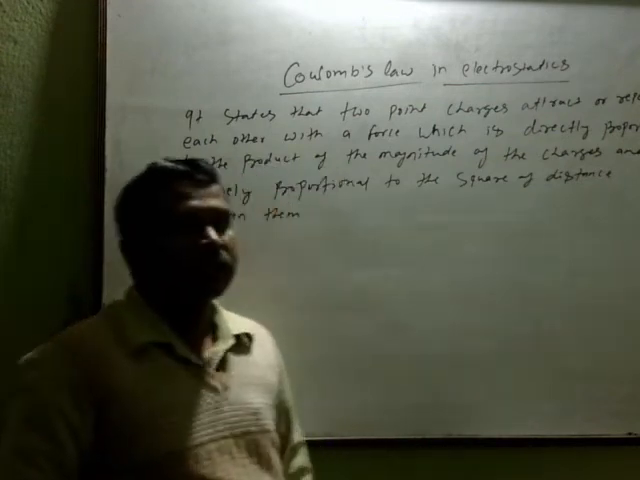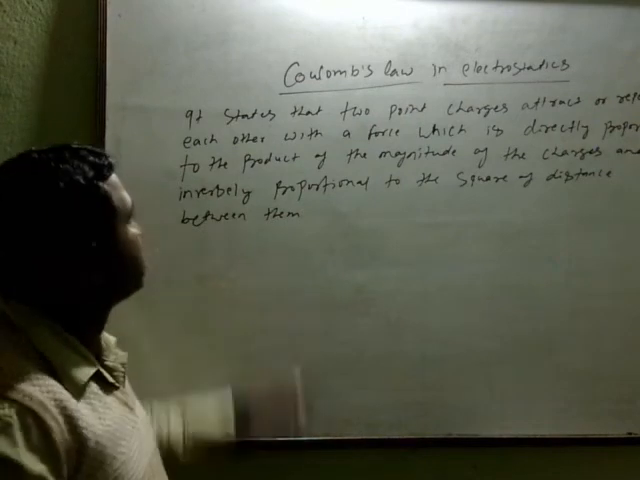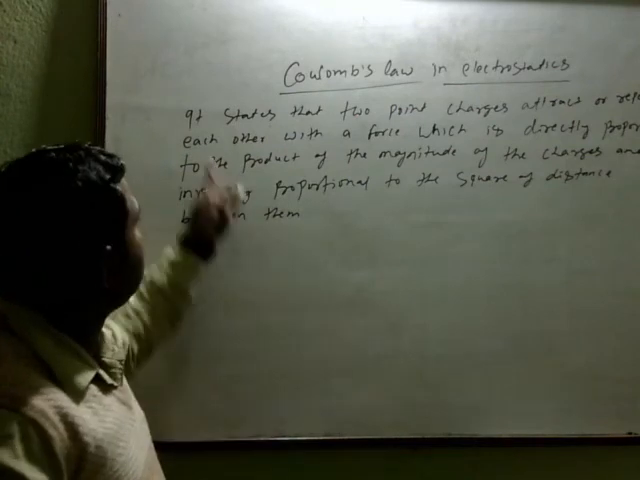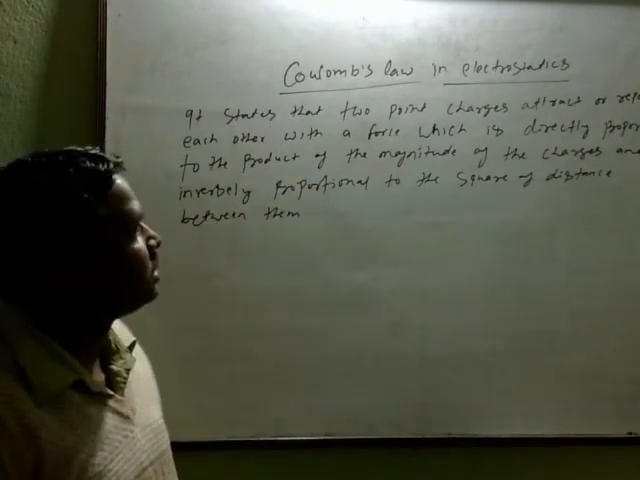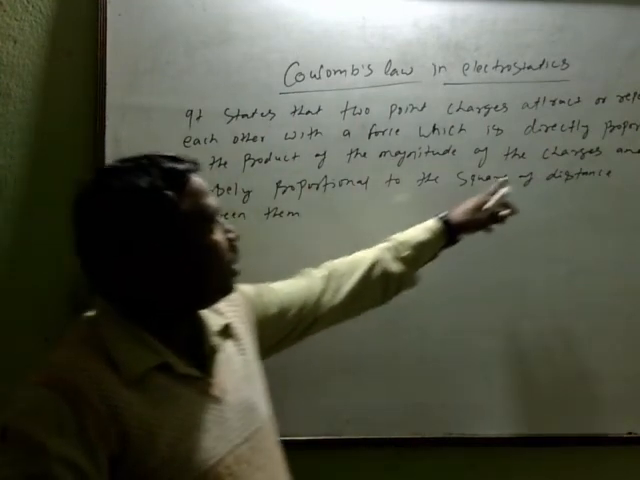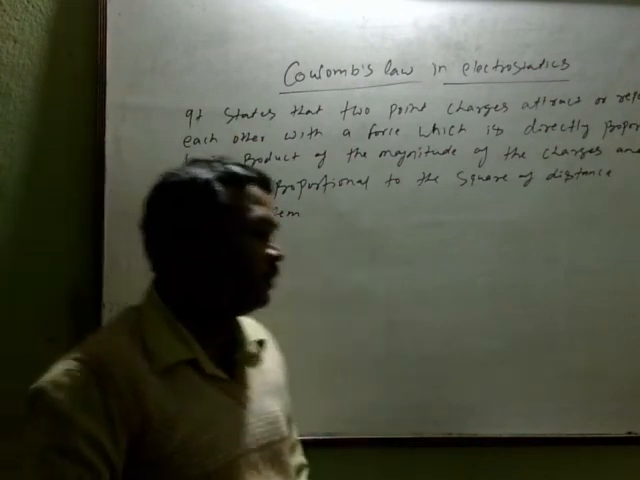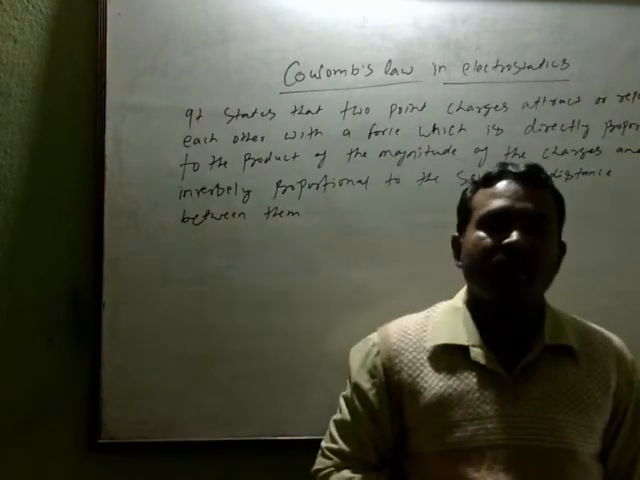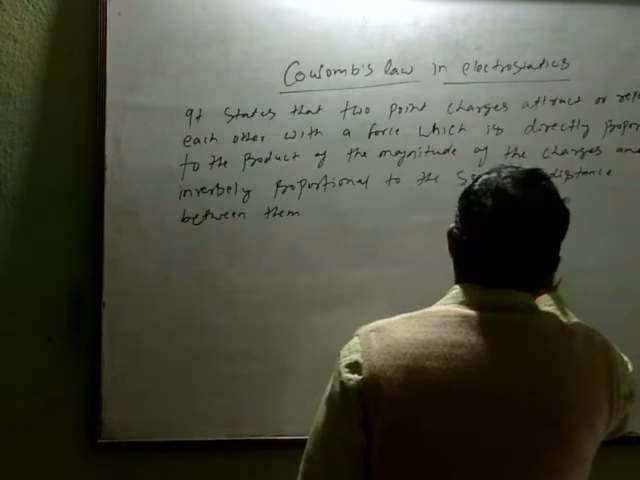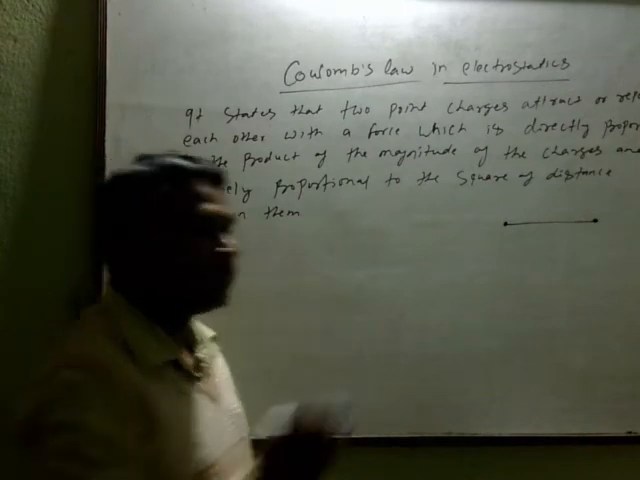Okay, you see, students, I have written the statement. Yes, Coulomb's law in electrostatics. See here, I have written that two point charges attract or repel each other with a force which is directly proportional to the product of the magnitude of the charges and inversely proportional to the square of distance between them. Now, according to this statement, suppose I have taken here one charge and another charge I have taken.